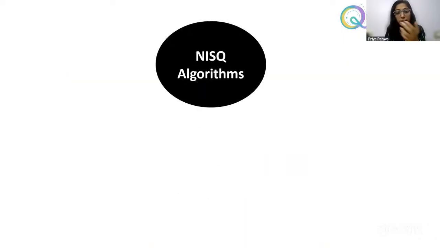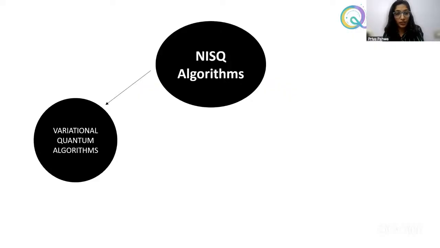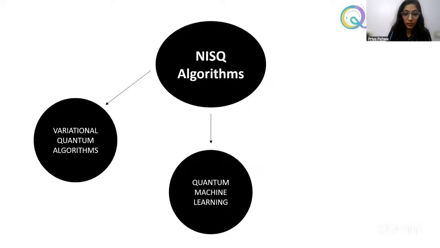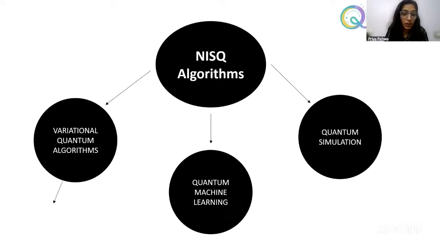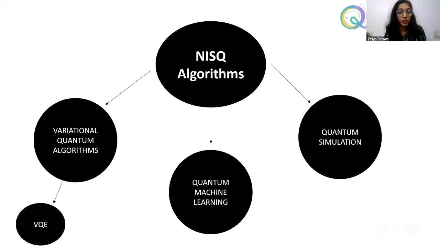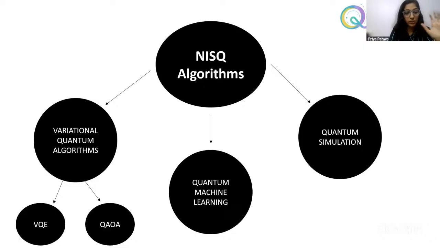So now, this is NISQ algorithms. I would like to show you what is inside. Basically, it involves variational quantum algorithms, and then there is quantum machine learning. Then there is quantum simulation, and in variational quantum algorithms, there's the variational quantum eigensolver and the quantum approximate optimization algorithm. So for the last 15 minutes, I'll be talking about this variational quantum eigensolver, a brief glimpse as to what it is.